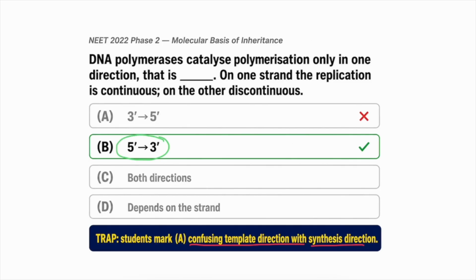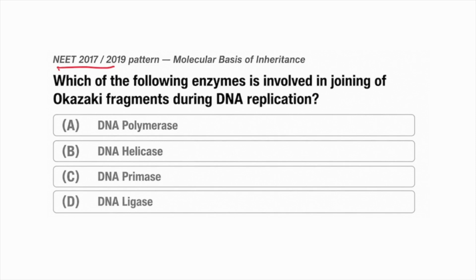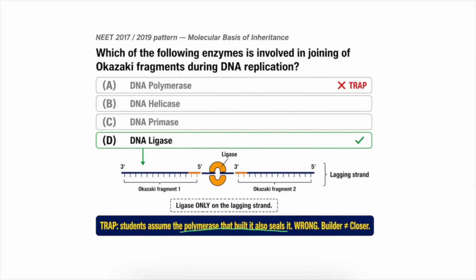Another favorite NEET question: which enzyme joins Okazaki fragments. Now, most students often mark DNA polymerase because they think the enzyme that builds also joins, which is wrong. The correct answer is DNA ligase. Polymerase builds and DNA ligase seals. And remember, ligase acts on the lagging strand because Okazaki fragments are present there.